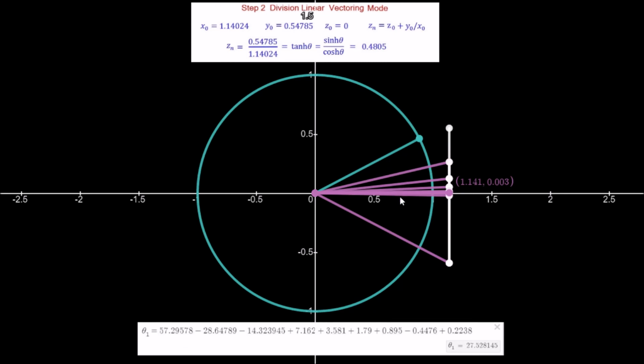So this angle here is our ZN, and it's a value of 27.528145. Now, whenever we convert this into radians, we're going to multiply by pi and divide by 180, and it gives us our final answer. Now, our final answer is 0.48045, and that's close to the answer here, which is 0.4805. So I'll go ahead in the next page and I'll summarise the calculated results along with the simulated results.